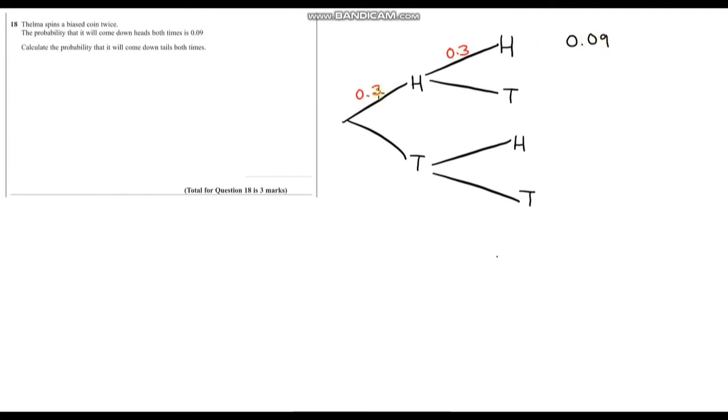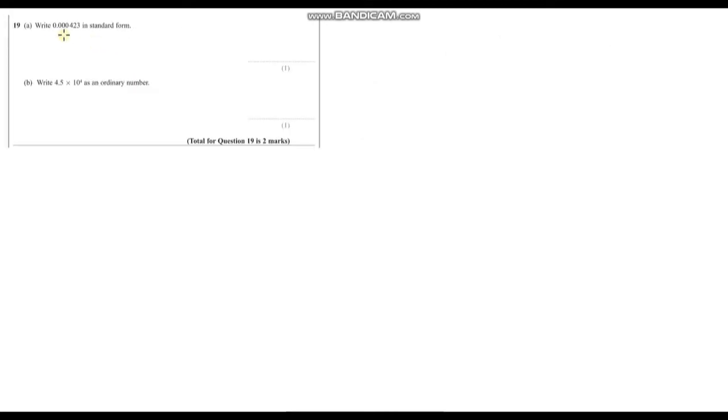So if we know that it's 0.3 for heads, then what is the probability for tails? Well, that has to be 0.7 because they have to add up to 1. So now we know the probability is 0.7 for tails. Calculate the probability that it will come down tails both times. Well, that's just going to be 0.7 multiplied by 0.7, which gives us 0.49.